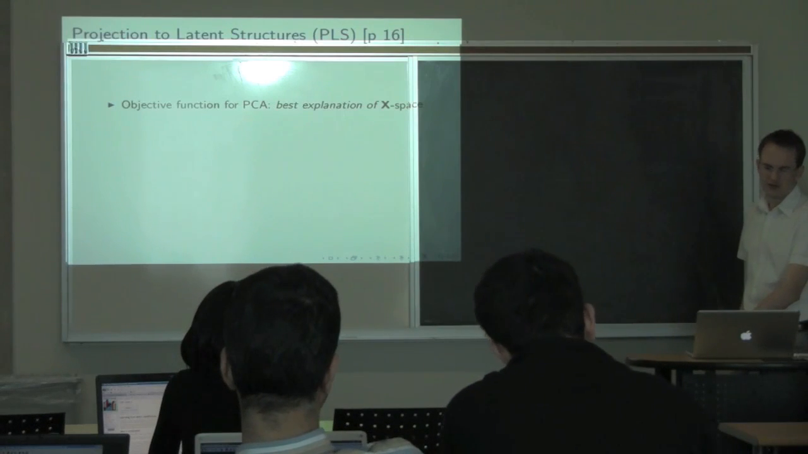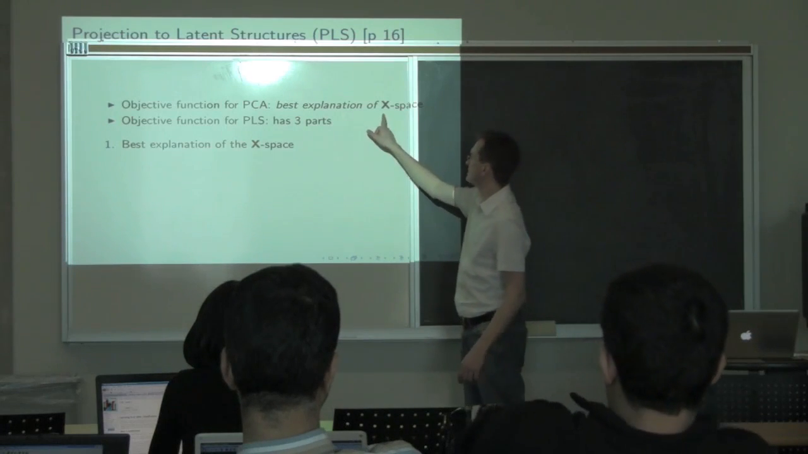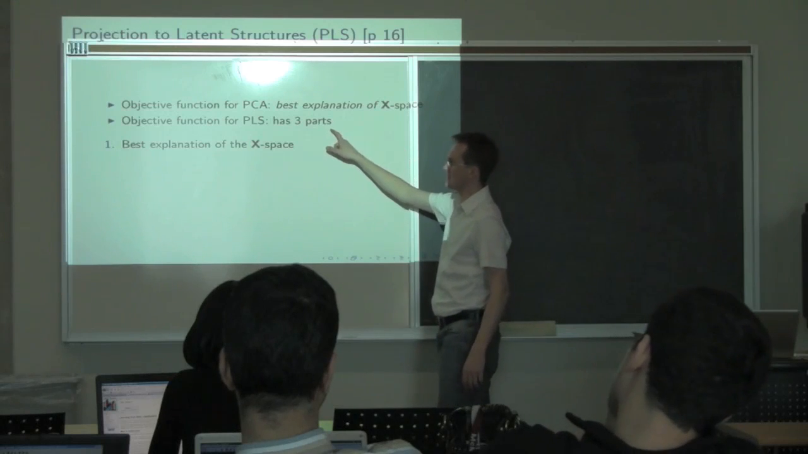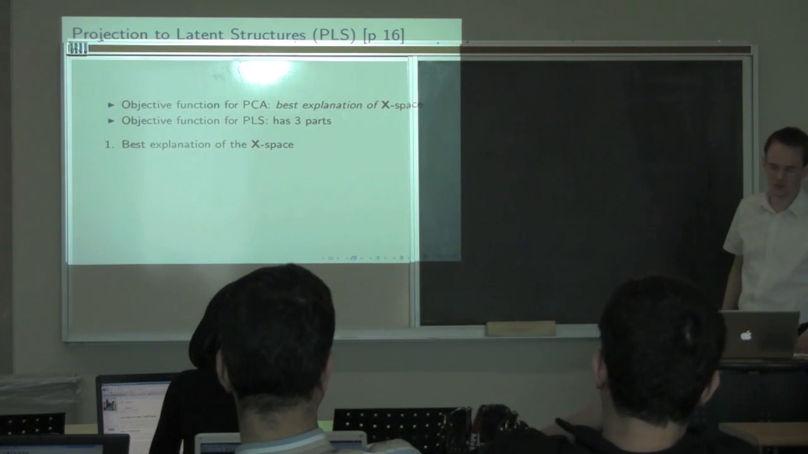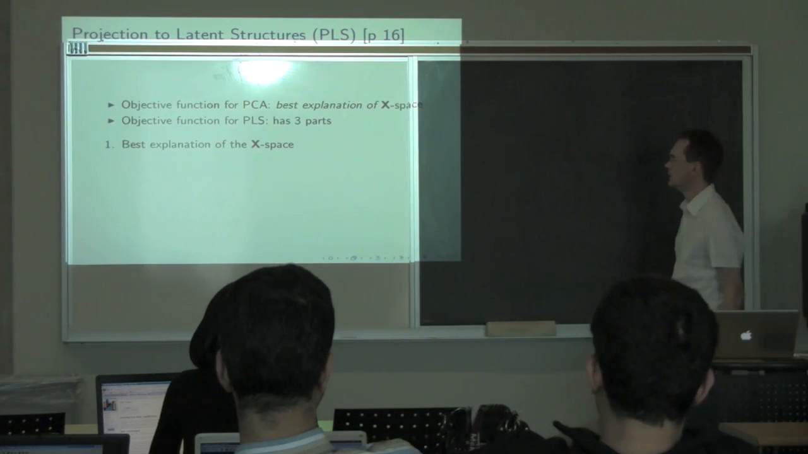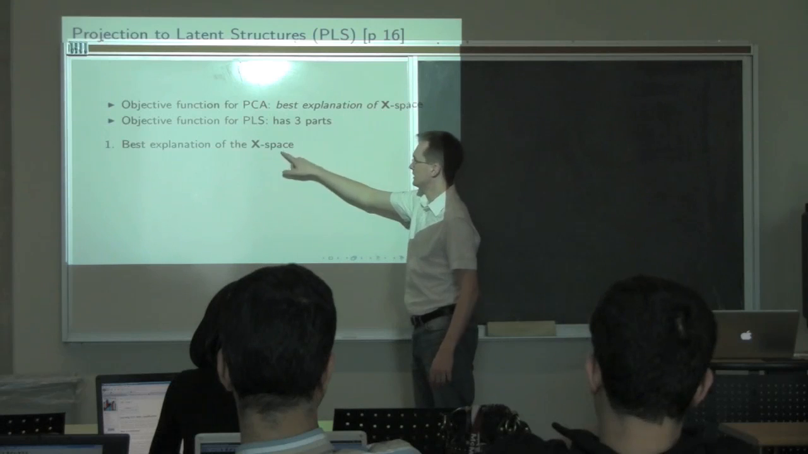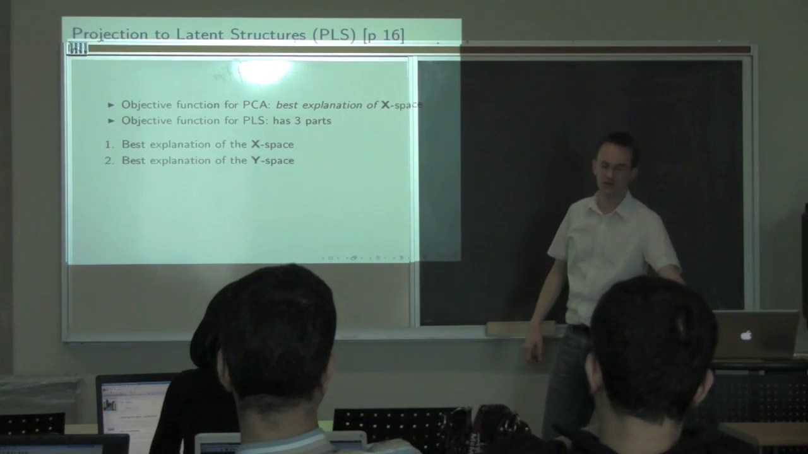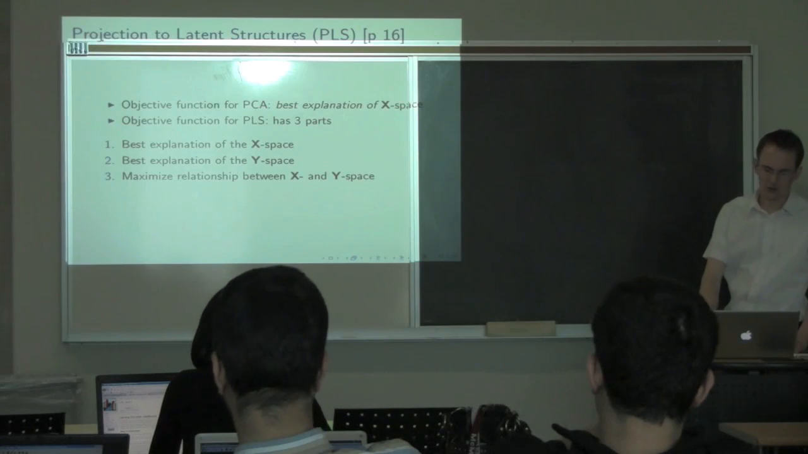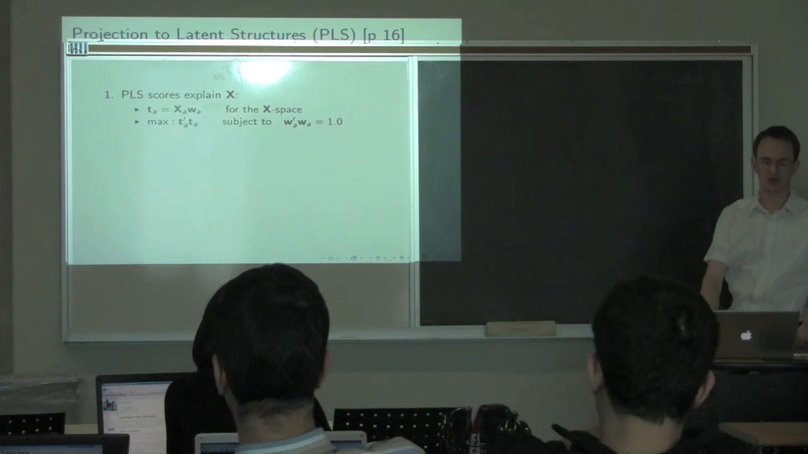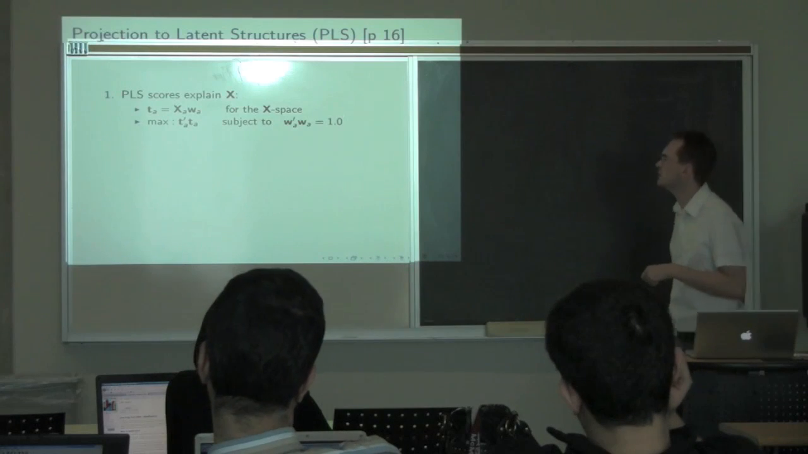Now, I then spent quite a bit of time last week explaining how with PCA, the objective function is to best explain X. But then we contrasted that to PLS, which has a slightly different objective function, and we broke it down into three parts. It explains X as well. So PLS doesn't just do a single step. It does explain the X space, but then it goes on to explain the Y space and to maximize that relationship. And we said that the way to maximize that relationship is to use the covariance. So let's take a look quickly at what we mean by explaining the X space.